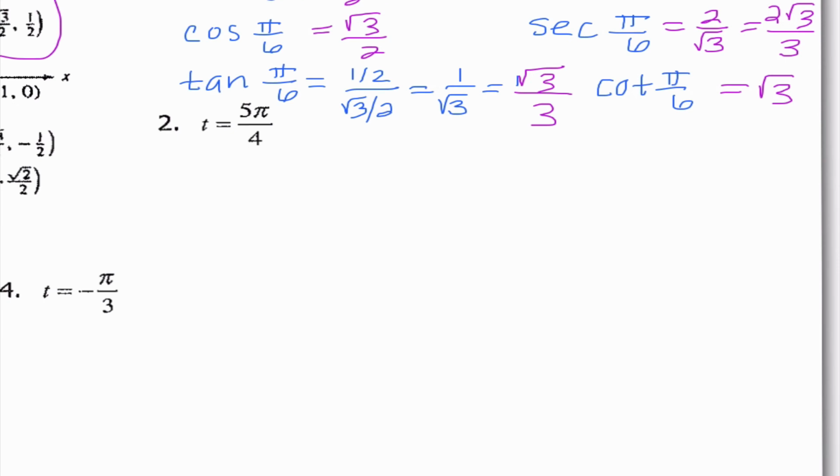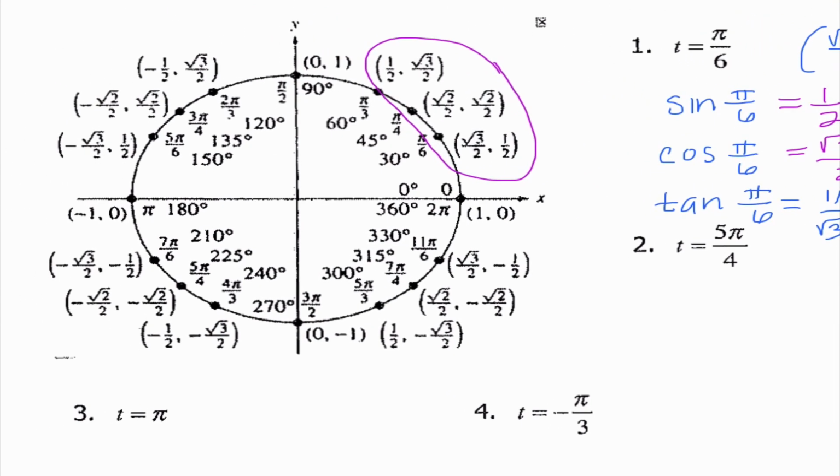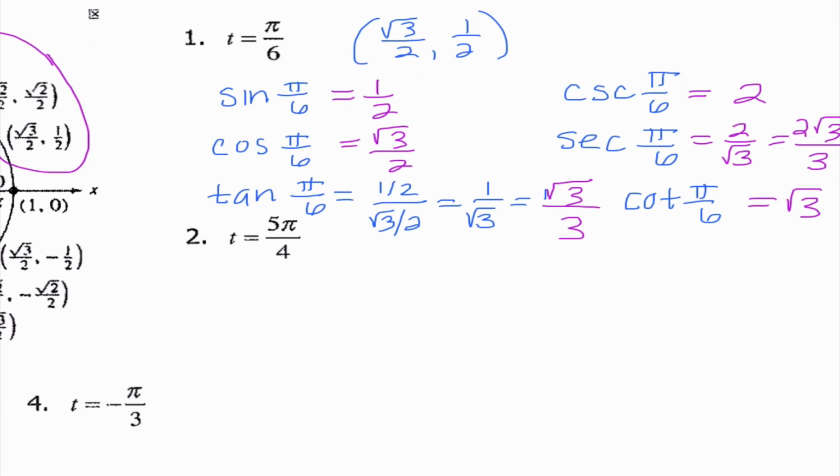So number 2, t equals 5 pi over 4. So if we look over here, the way that I personally think is easiest to do it, I know that our ordered pair for pi over 4 is radical 2 over 2, radical 2 over 2. And I need to think, what quadrant is 5 pi over 4 in? That would be 1 1/4 of a semicircle, so that's in quadrant 3. I know quadrant 3 is going to the left and it's going down, so it's going to be negative and negative.